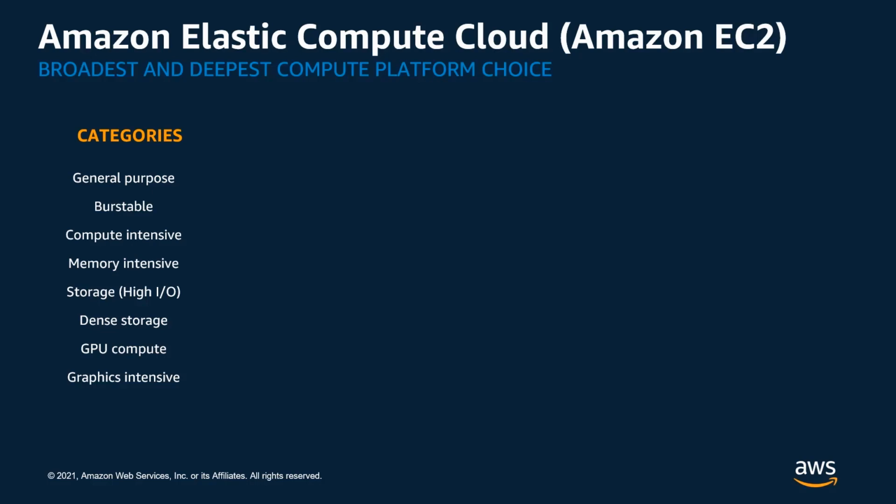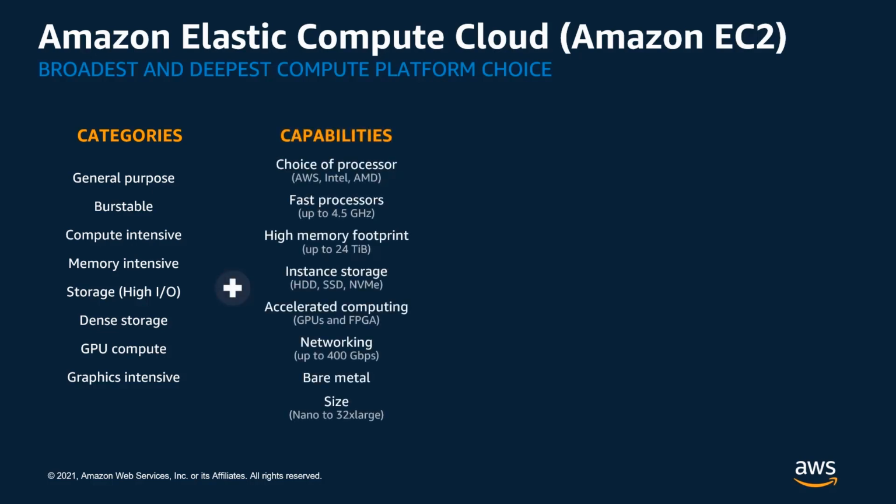So when we talk about Amazon EC2, Amazon Elastic Compute Cloud, one of the things that we really pride ourselves on here is the breadth and depth of our compute platform. We have a number of different categories or instance families, from general purpose, our M family, our burstable, which is the T family, compute, memory, storage intensive, even dense storage with our D family, GPU and graphics intensive families in terms of the categories.